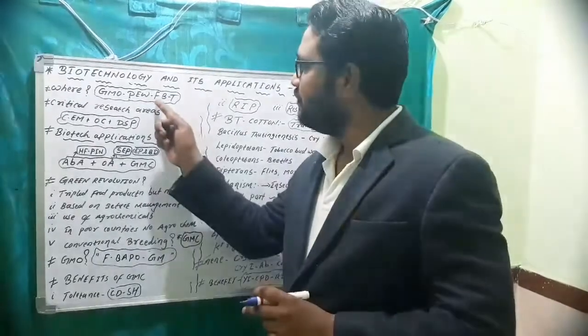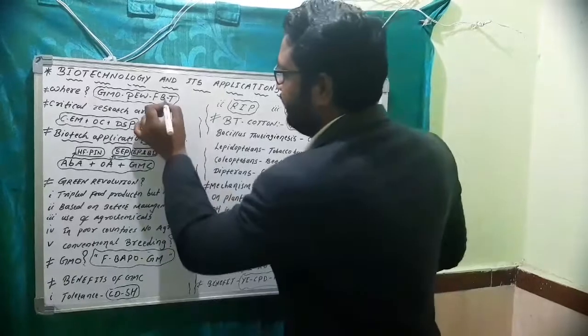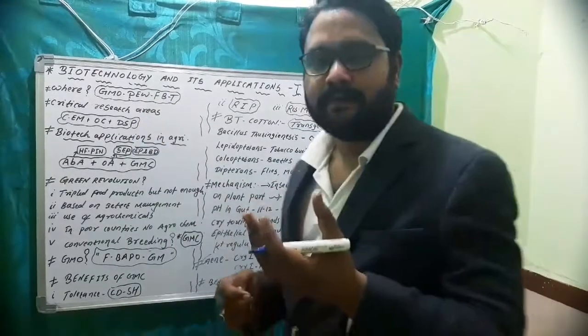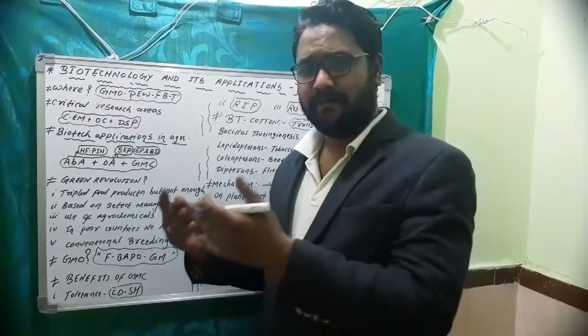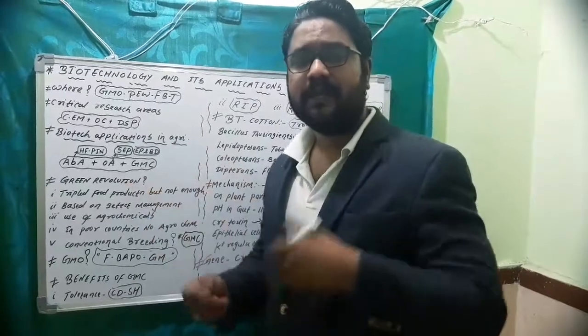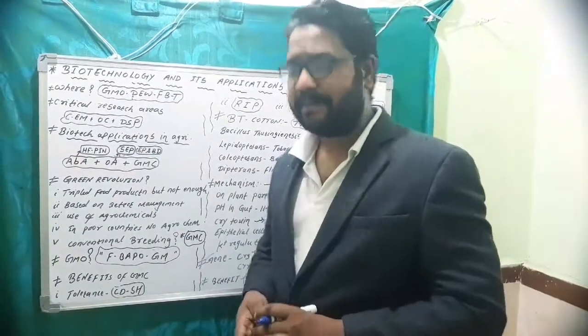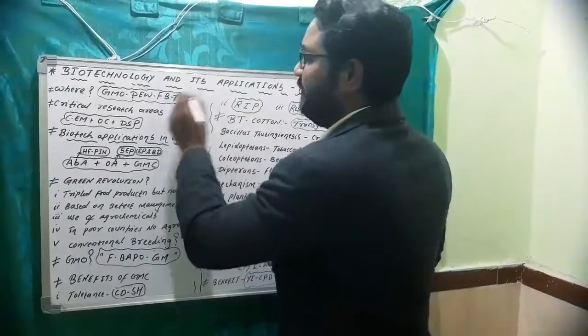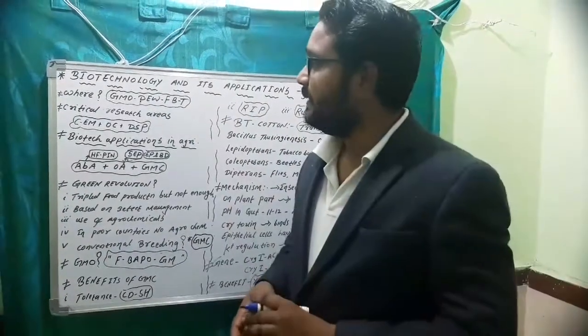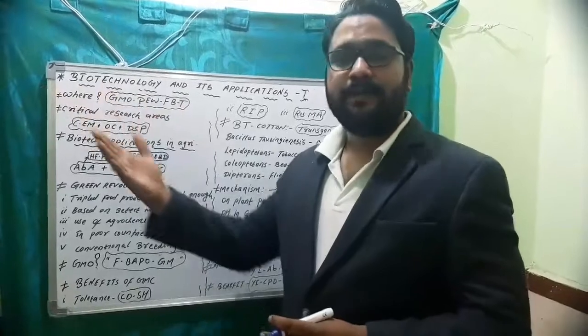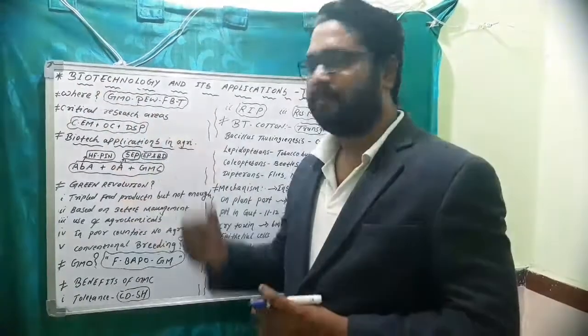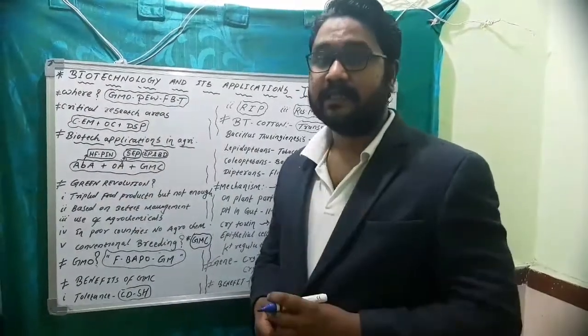F for food processing. Here B for bioremediation. Bioremediation means cleaning up the waste place or pollution by using biological entity. That is called bioremediation. And T for therapeutic uses. So these are the major or broad applied areas where we can apply the biotechnological principles.